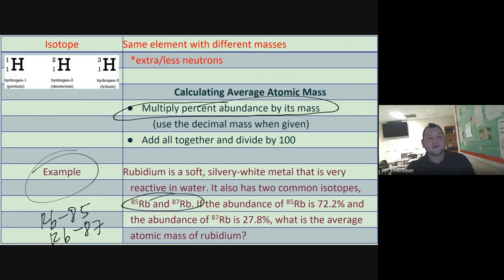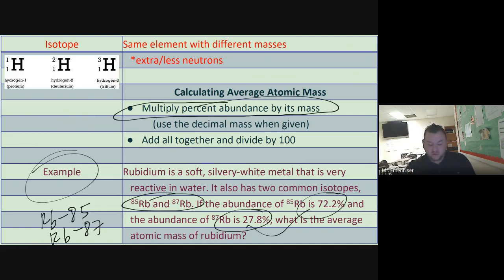If the abundance of rubidium 85 is 72.2% and the abundance of rubidium 87 is 27.8%, what is the average between the two? So we take the percent abundance, how common it is, and we multiply that by its mass, and then we add it up. So that's what we mean by a weighted average.